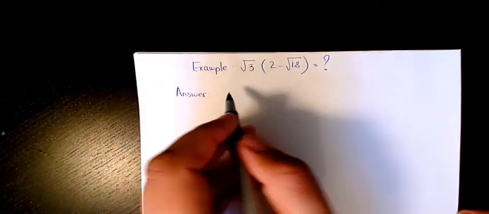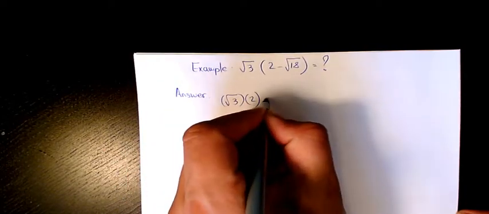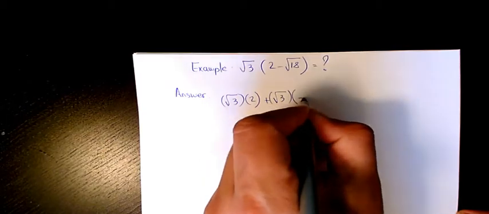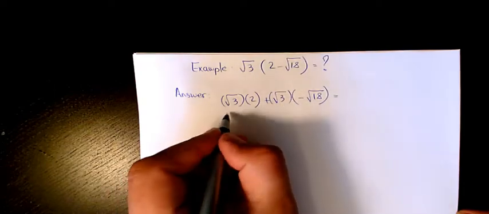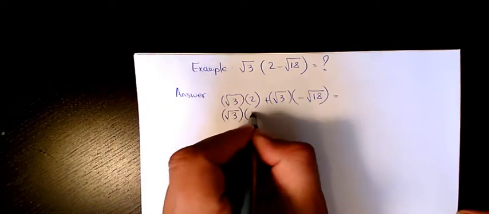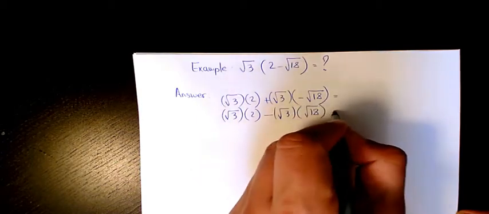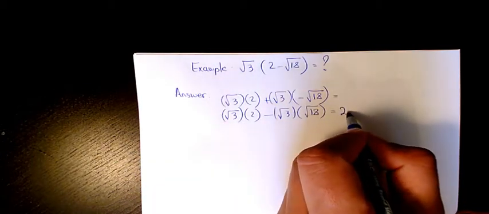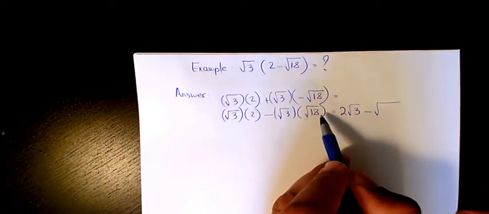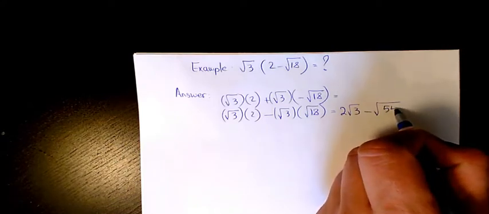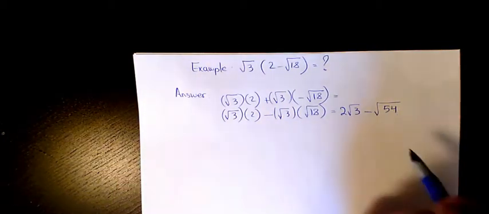which is going to be root 3 times 2 plus root 3 times negative root 18. Or we can also write it as root 3 times 2 minus root 3 times root 18. Both of them are the same. So the first one is going to be 2 root 3, and the second one, root 3 times root 18, is going to be root 54. Then we need to simplify it.